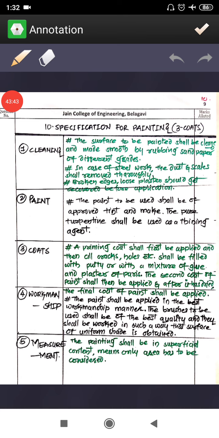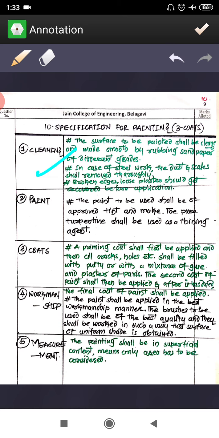So my friend, this is the last specification, and this is for the painting work. Painting, that also in 3 coats, as I said previously also, it is the same as that of a whitewash. Here also we are going to clean the work before using paints, then we are going to apply the different coats of paint, and then we are going for the measurement. So first we'll see the cleaning, how it will be there.